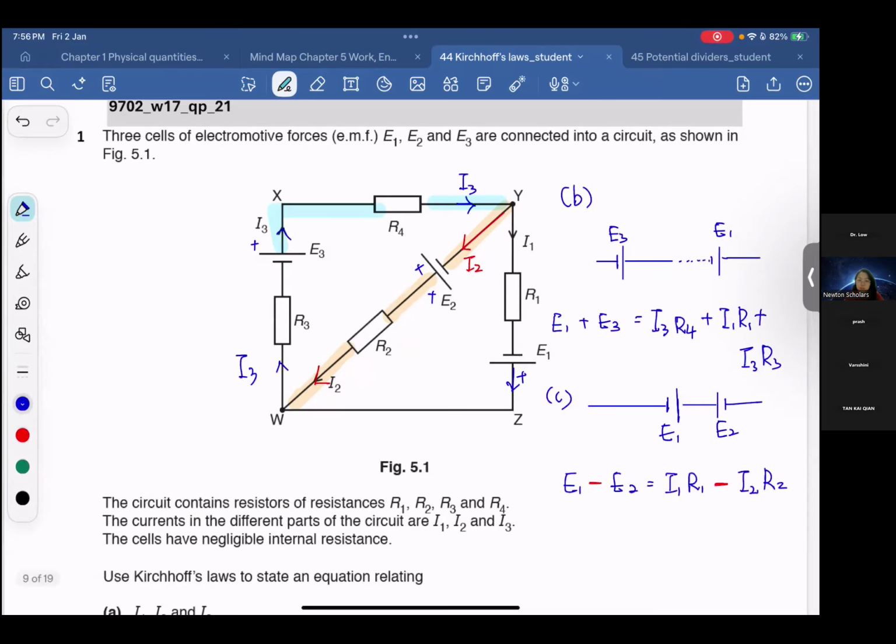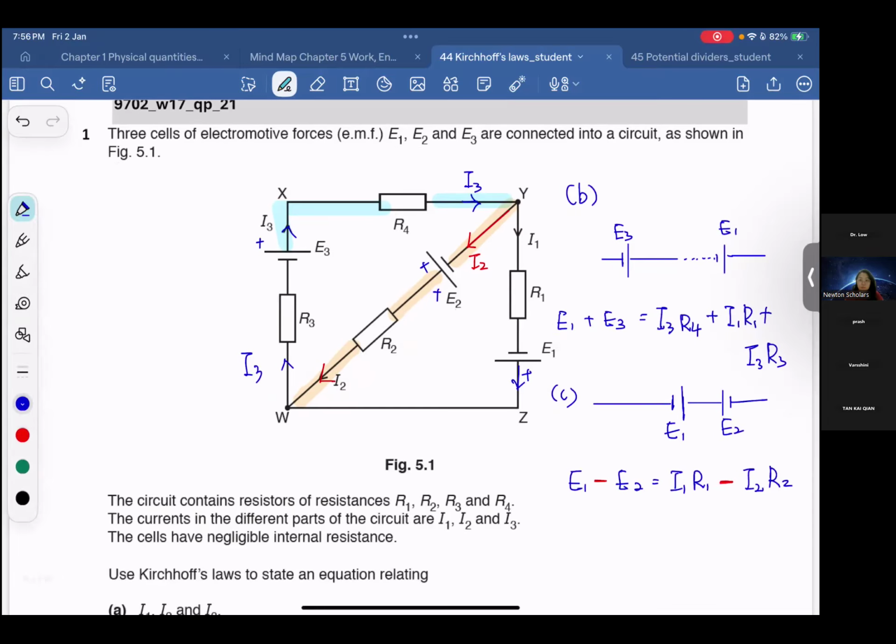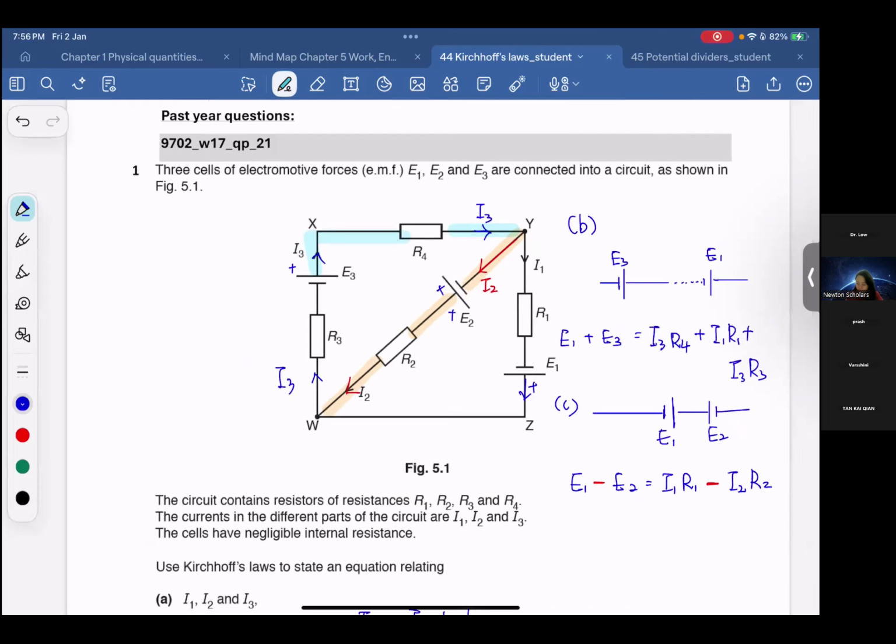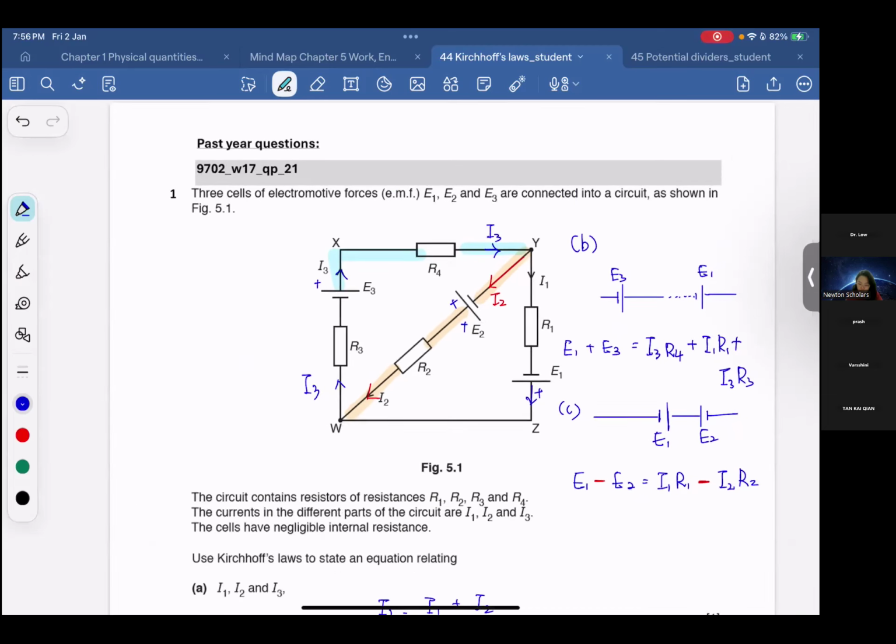Okay, any question? If no question, then we are going to page number 10. Okay, so be careful with the sign, okay, the positive and negative. Okay, we go to the next question, number 2.